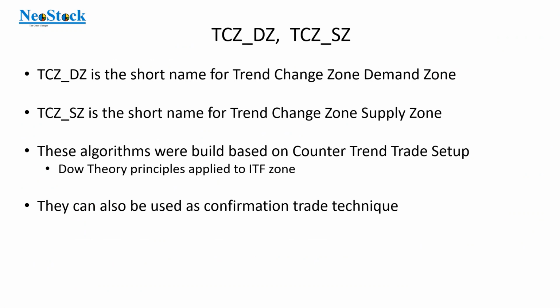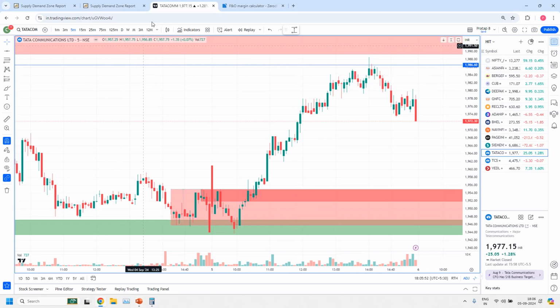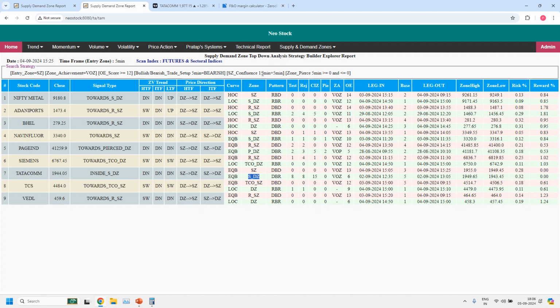That's why in our NeoStock reports I am providing this setup. Which setup? The zones. In each trade setup, I am generating bullish and bearish trade setups, and I am also adding this ITF and LTF combination. Because this is an hourly trade setup, you are seeing 5 minutes and 15 minutes.